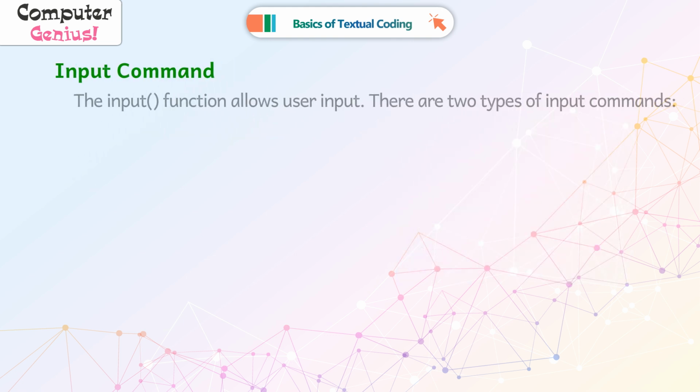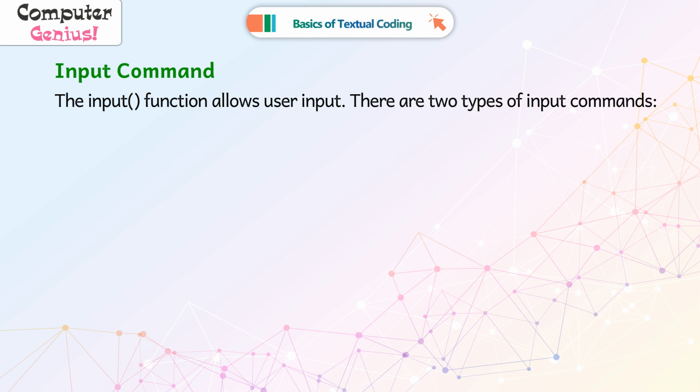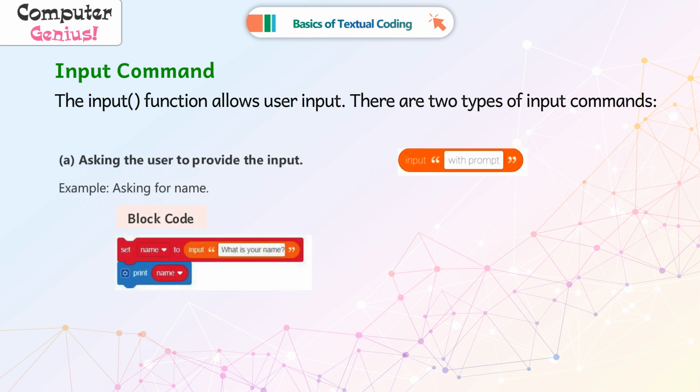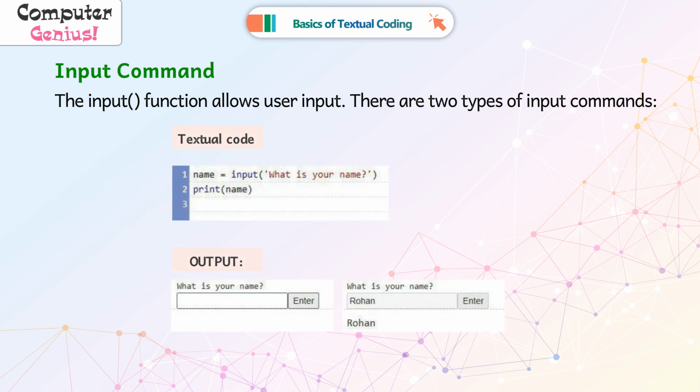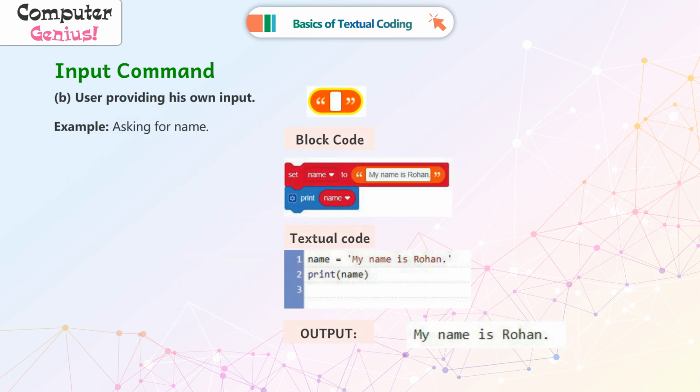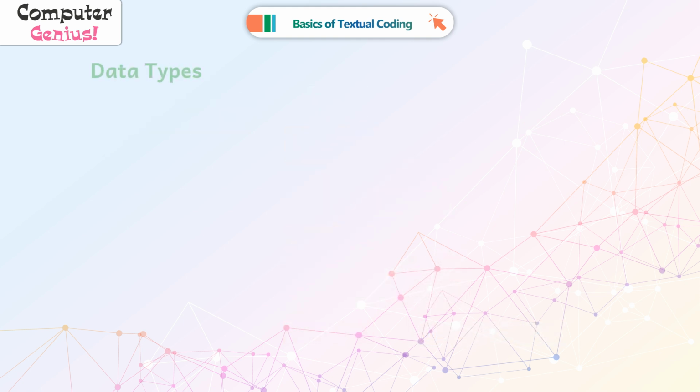Input command. The input function allows user input. There are two types of input commands. A: Asking the user to provide the input. Example: asking for name. Block code, textual code, output. B: User providing his own input. Example: asking for name. Block code, textual code, output.